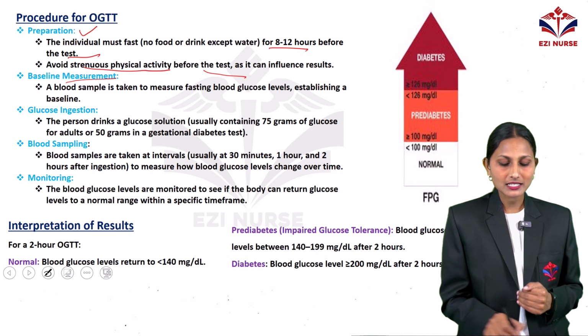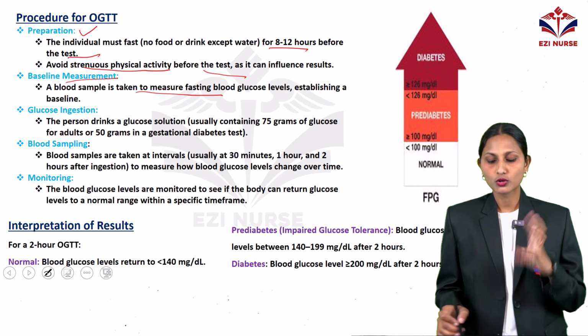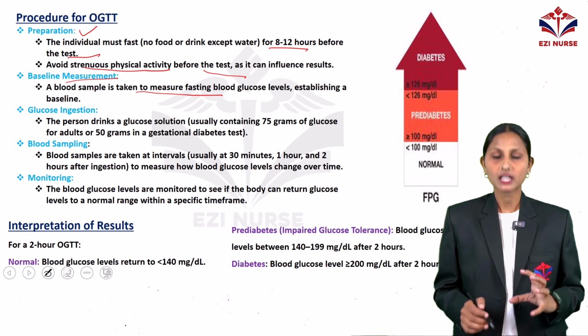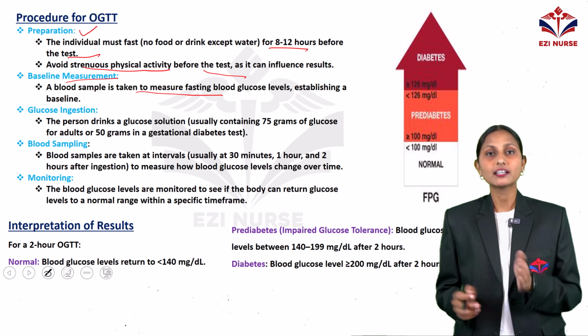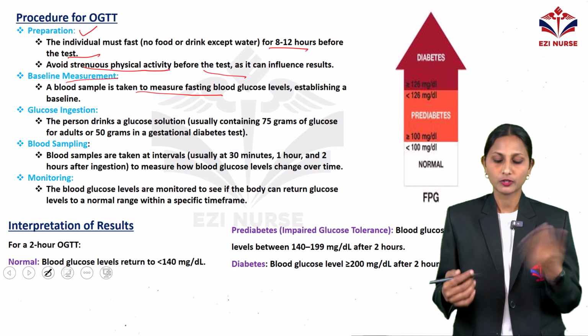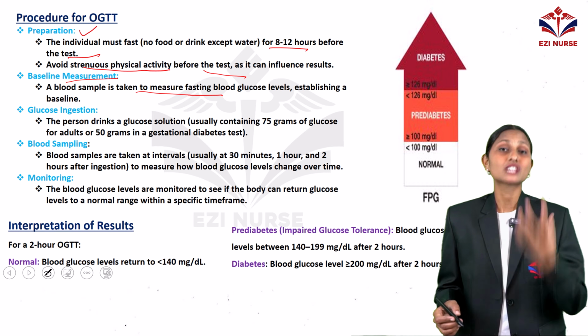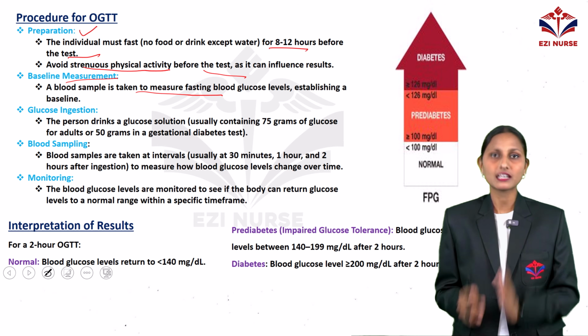Next is the baseline measurement. A blood sample is taken to measure the fasting blood glucose level, establishing a baseline. So if you have an empty stomach for 8 to 12 hours, after that period the doctor or the nurse will draw a sample from your body to check the fasting glucose level, and they will establish what the baseline is.